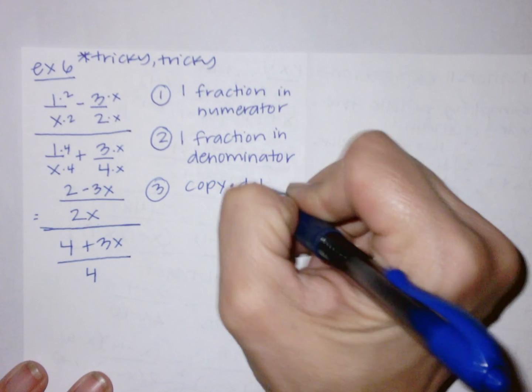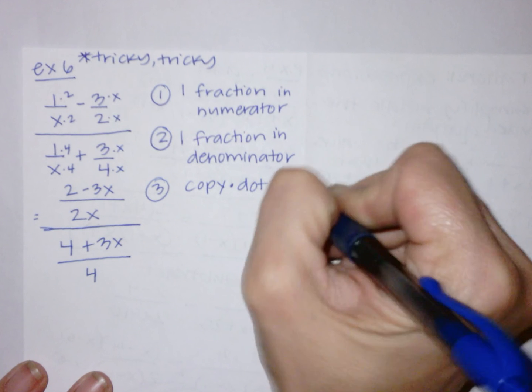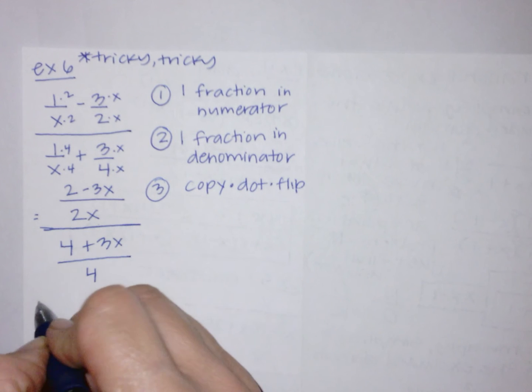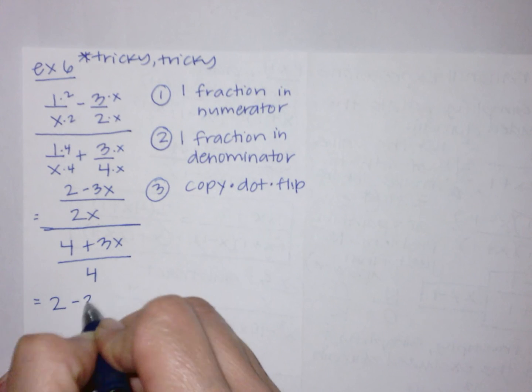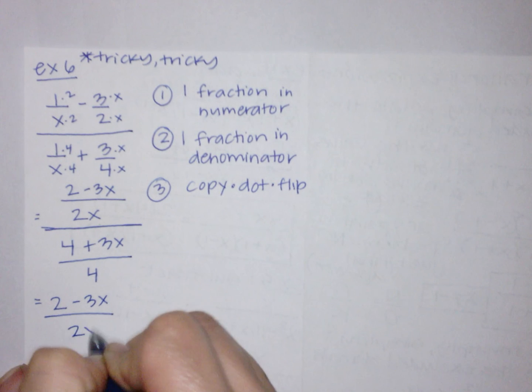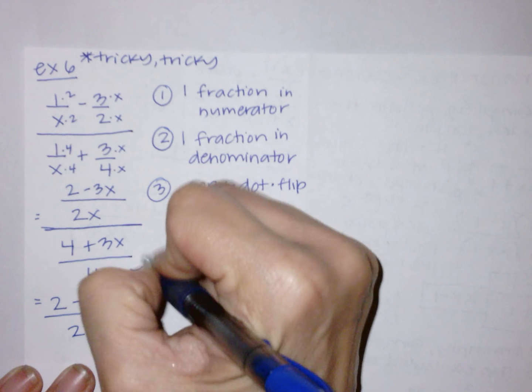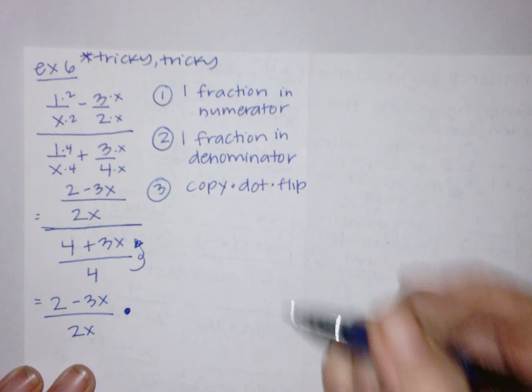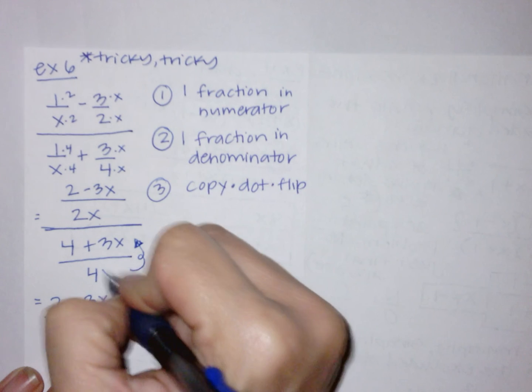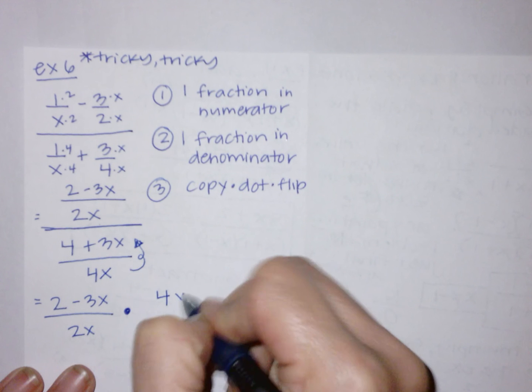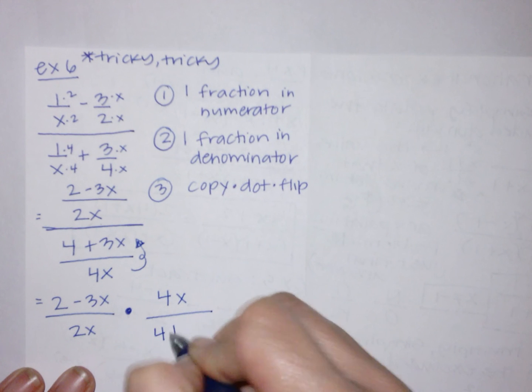So copy dot flip. You always copy the first, always the numerator, and then you dot your division, or in this case it's your fraction bar, and then you need to flip this fraction right here. So we get, oh, that should be a 4x. 4x all over 4 plus 3x.